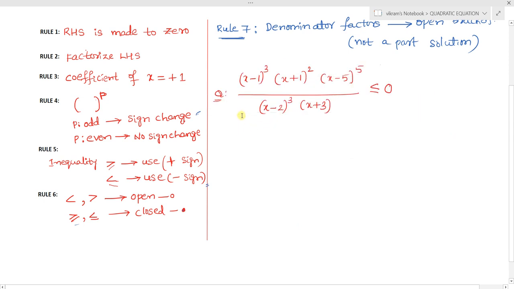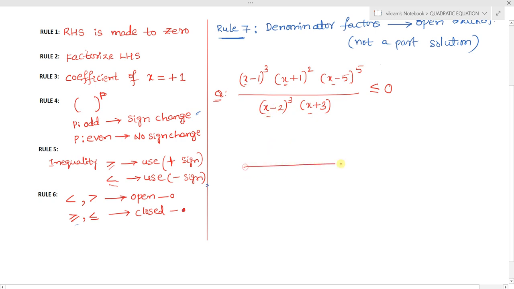So the next question is (x minus 1) whole cube into (x plus 1) whole square into (x minus 5) whole power 5 by (x minus 2) whole power 3 into (x plus 3) less than or equals to 0, again in the form of a numerator by denominator. The RHS is 0, the LHS is factorized, and in every factor the coefficient of x is +1. Rule 3 is also satisfied.